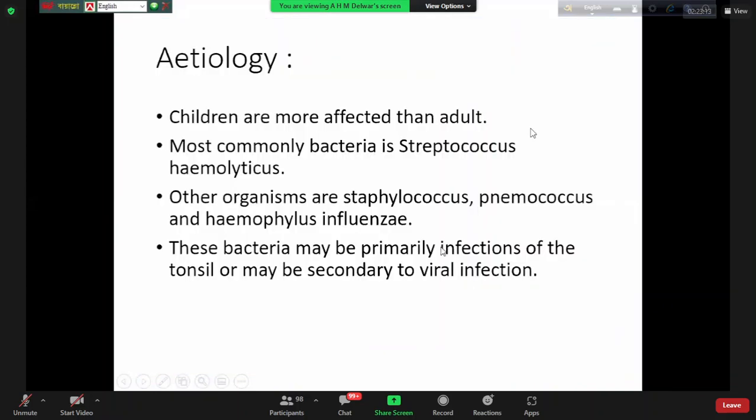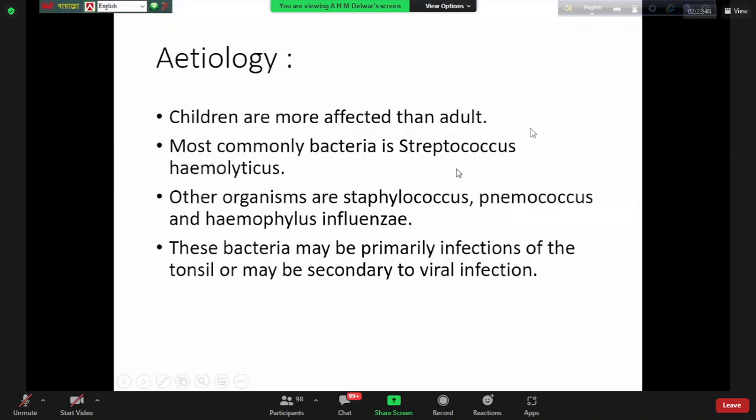Etiology, it is most important. Children are more affected than adults. You see, more patients come to you, the parents come to you with acute tonsillitis of the children. Most commonly the bacteria is Streptococcus hemolyticus, group A beta hemolytic Streptococcus.